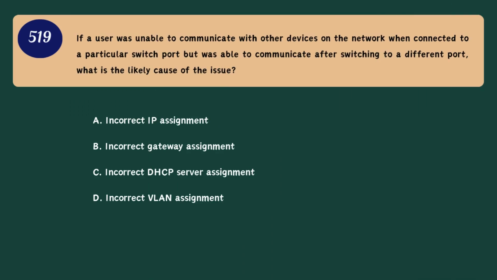Question 519. If a user was unable to communicate with other devices on the network when connected to a particular switch port, but was able to communicate after switching to a different port, what is the likely cause of the issue? A. Incorrect IP assignment. B. Incorrect gateway assignment. C. Incorrect DHCP server assignment. D. Incorrect VLAN assignment.